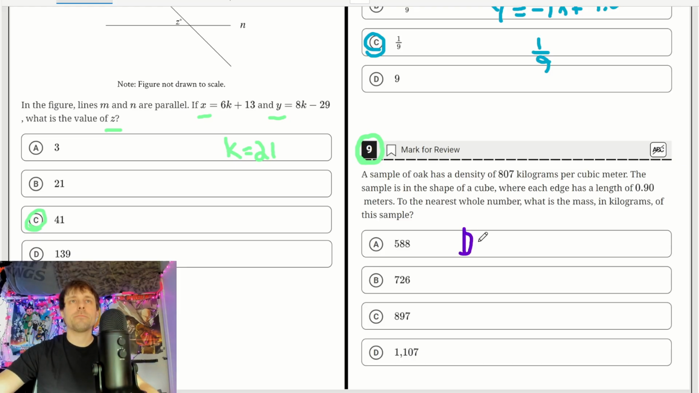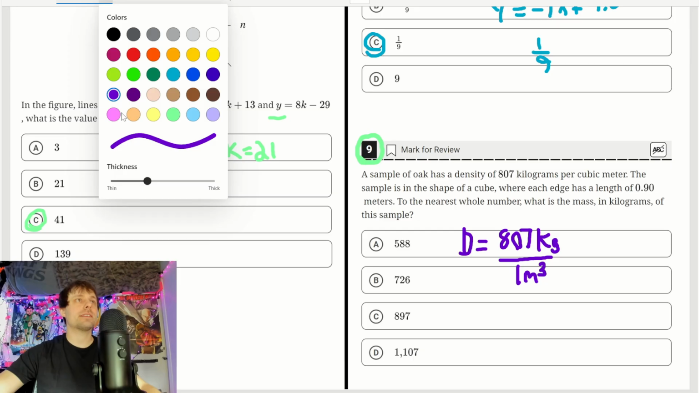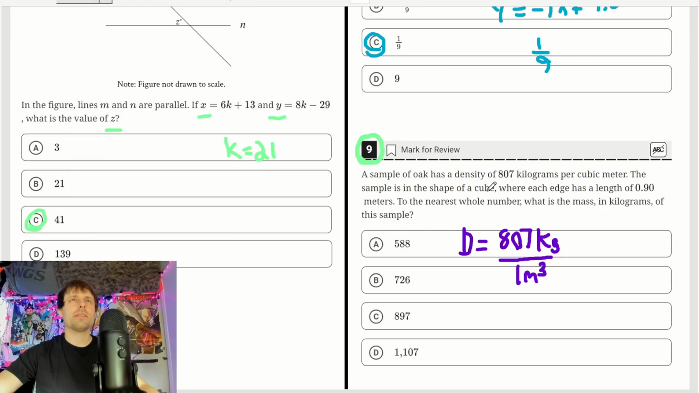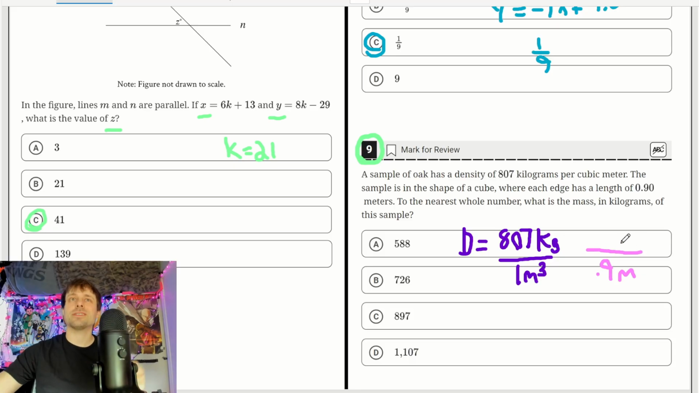So our density is going to be 807 kilograms per cubic meter. So that's going to be 1 meter to the third. And let's see what other information they give us here. They tell us that the sample is in the shape of a cube, where the edge length is 0.9 meters. So I'm always trying to think parallel, symmetrical, matching. So as soon as I see a length, okay, well, I do know that 0.9 meters to match the other equation they gave us, it's going to go there.